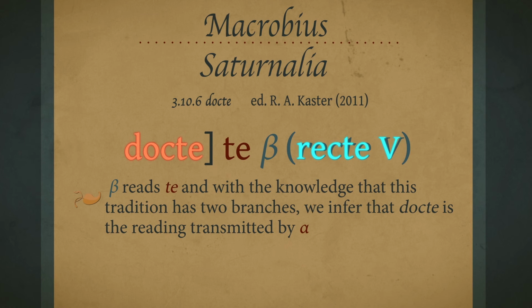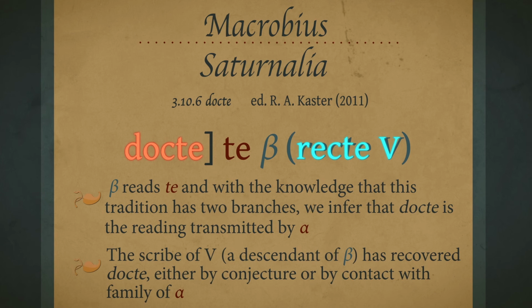But recte V, meaning V has it right, tells us that the scribe of V, which is a descendant of beta, has recovered docte, either by conjecture or by contact with the family of alpha. Now these two explanations, conjecture and contact, have very different implications for the transmission history of this text. So the note is a piece of the evidence necessary for evaluating the editor's account of that transmission.